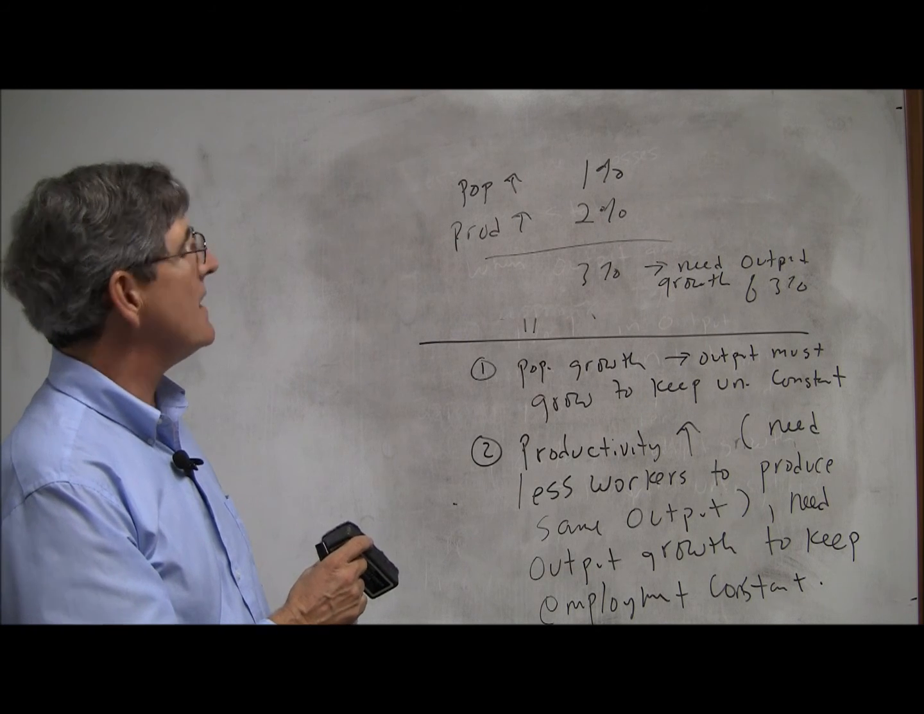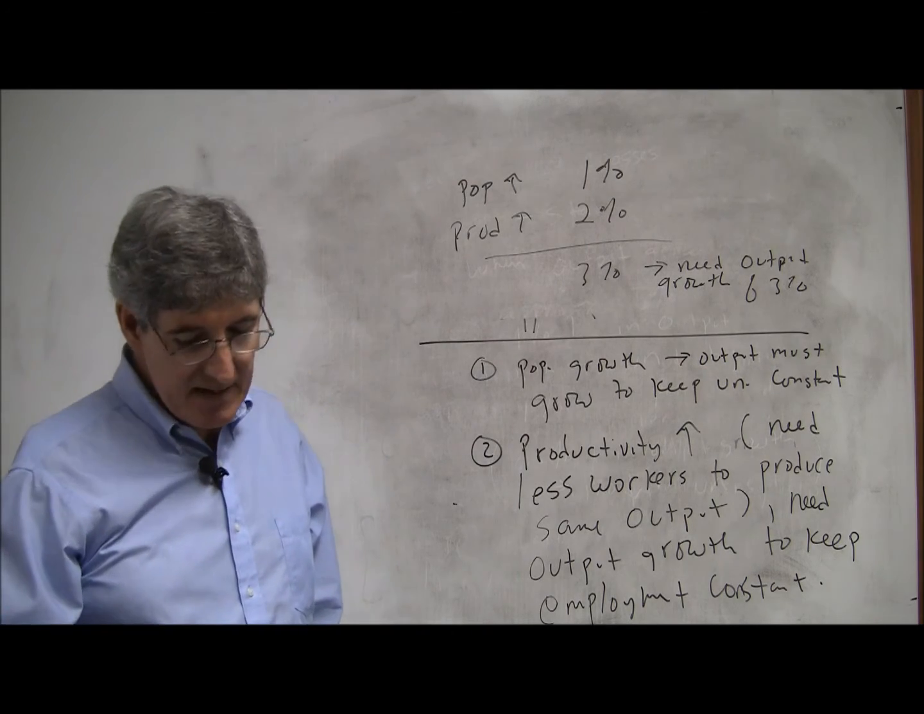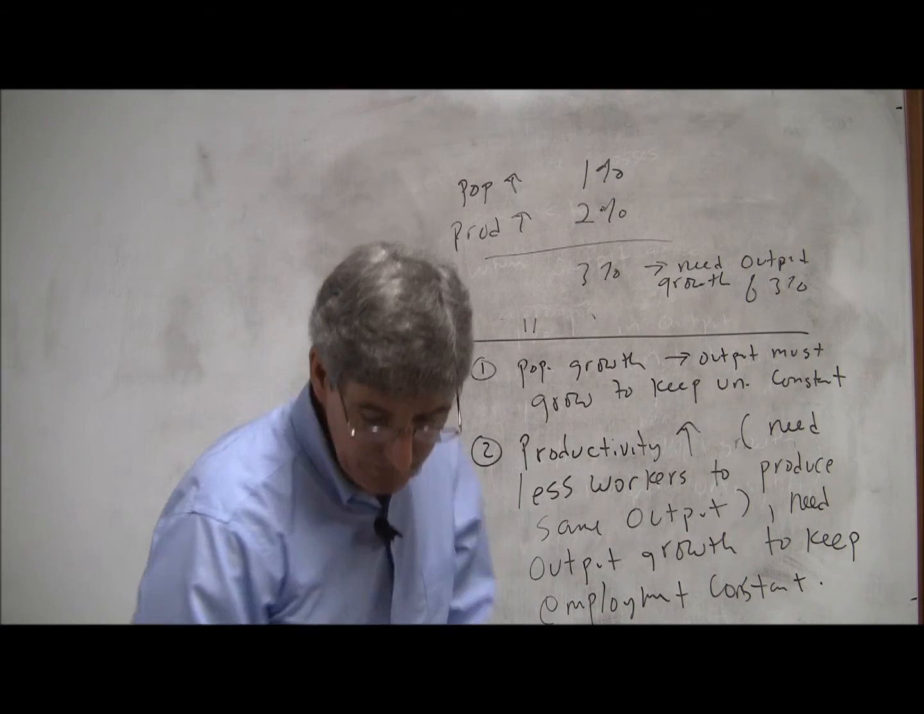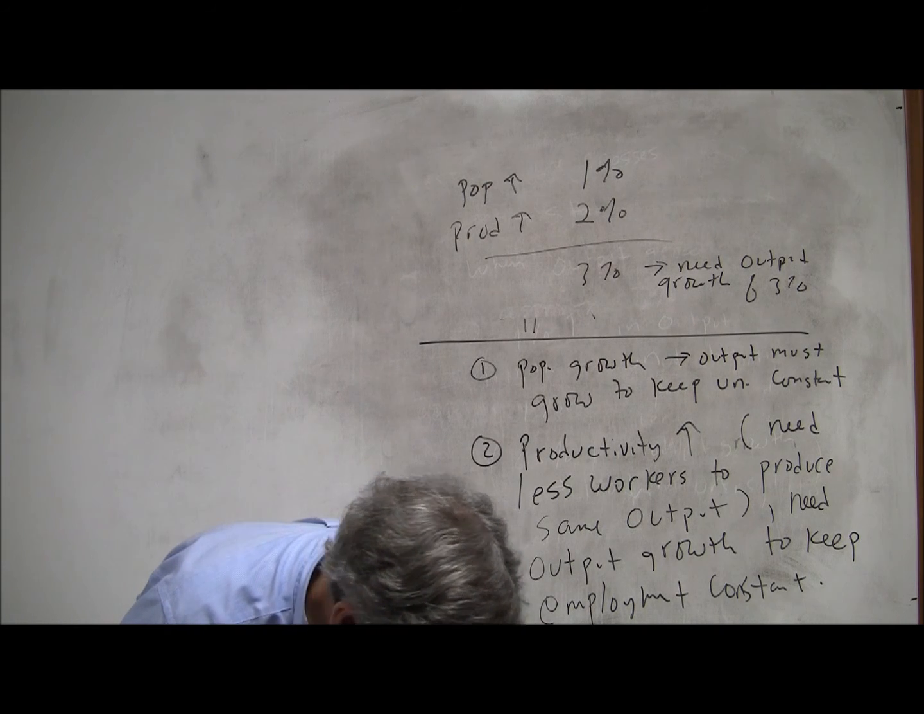So Okun's law tells us how unemployment and output are related and where the stable level of output is, or the stable level of employment, sorry.